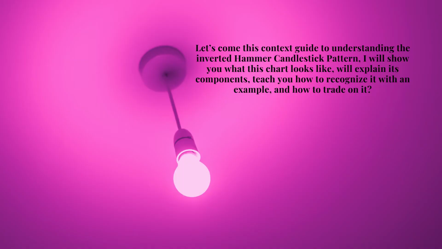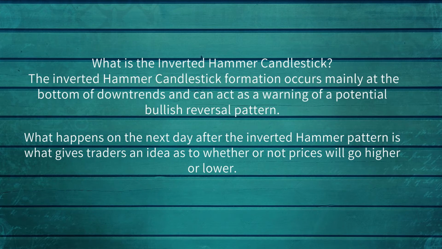Let's come into the context guide to understand the inverted hammer candlestick pattern. I will show you what this chart looks like, explain its components, teach you how to recognize it with an example and how to trade on it. What is the inverted hammer candlestick? The inverted hammer candlestick formation occurs mainly at the bottom of downtrends and can act as a warning of a potential bullish reversal pattern. What happens on the next day after the inverted hammer pattern is what gives traders an idea as to whether or not prices will go higher or lower.